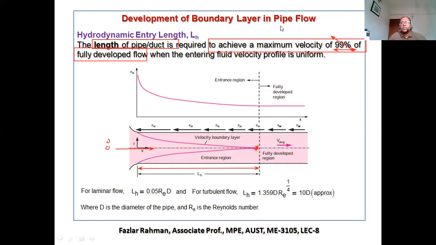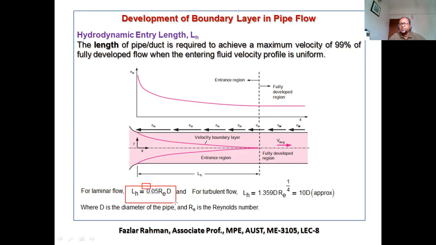Now, how will we figure out this hydrodynamic length? If flow is laminar, then the hydrodynamic length will be 0.05 Re, that means Reynolds number, times D. That will be your entry length. If flow is turbulent, then it will be 1.359 D, the diameter of the pipe, times Reynolds number to the power of 0.25. And approximately you can say this is 10D.